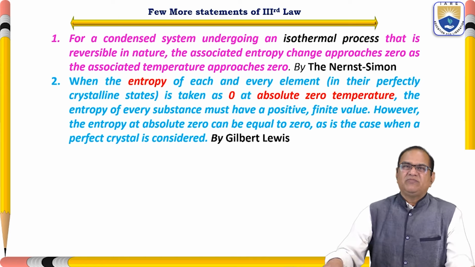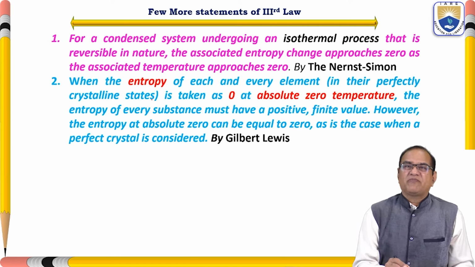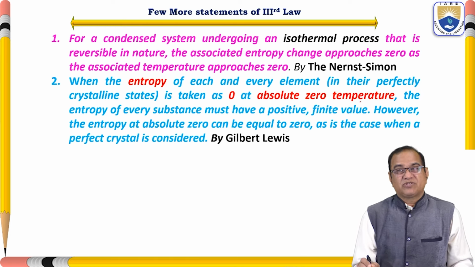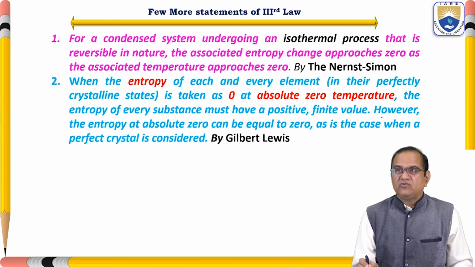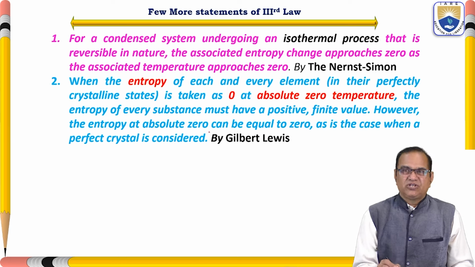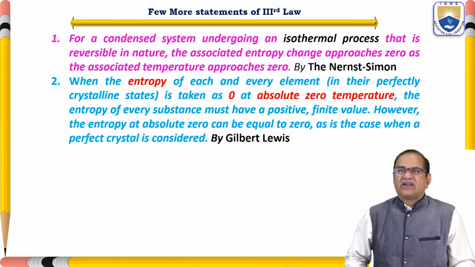So what is the meaning here? That when the entropy of each and every element in its perfectly crystalline state is taken as zero, that is possible at absolute zero only, the entropy of every substance must have a positive finite value otherwise. However, the entropy at absolute zero can be equal to zero, as in the case when a perfect crystal is considered. So this is the statement by Gilbert, and another one is from Nernst and Simon.